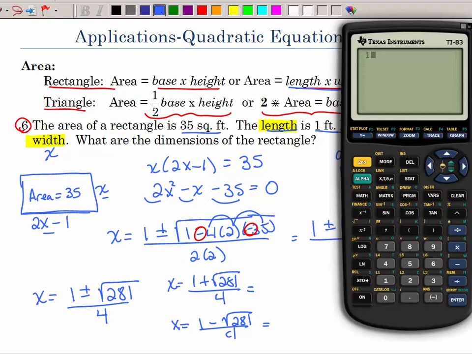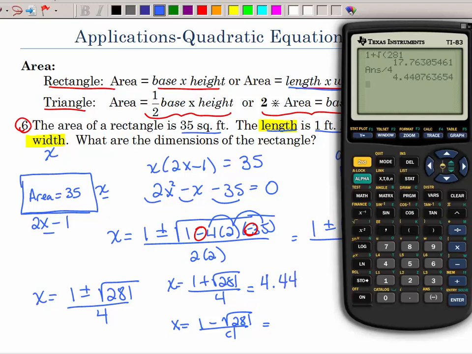We have 1 plus the square root of 281, and I'm going to punch enter because at that point if you just punch divide by 4, you're going to get it wrong. So I'm just going to now divide by 4, and the calculator takes the previous answer and divides it by 4, and I get approximately 4.44.